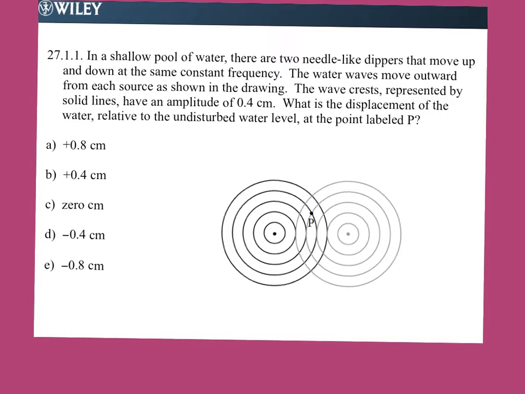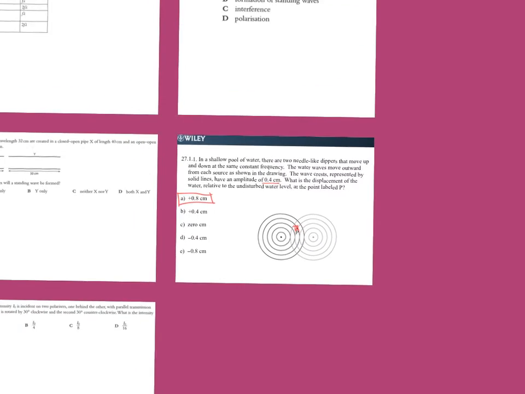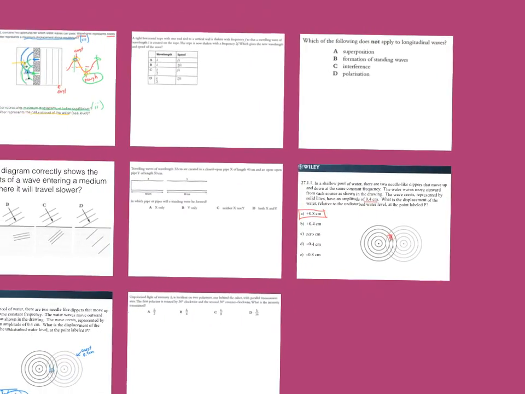All right, so hopefully you've had a chance to think about it, recognizing that P is on the crest of both the black and the gray. So if I have two crests, each of 0.4 centimeters, the principle of superposition says we'll add them together where they meet. So therefore the water there must be 0.8 centimeters above equilibrium. Awesome. Hopefully you're going well so far. Let's move on to this guy right here.